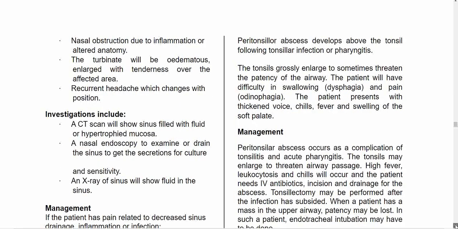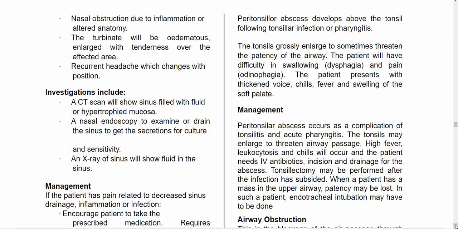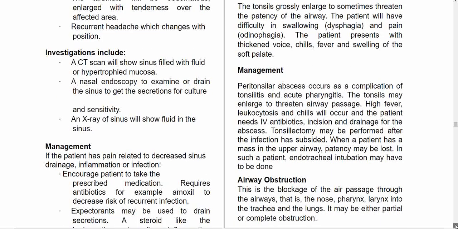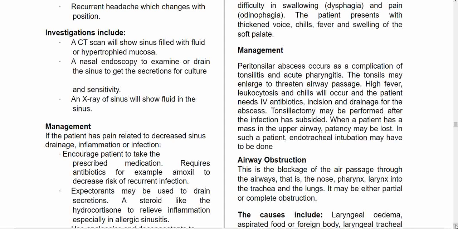For management: peritonsillar abscess occurs as a complication of tonsillitis and acute pharyngitis, and the tonsils may enlarge to threaten airway passage. High fever, leukocytosis and chills will occur, and the patient needs intravenous antibiotics, and incision and drainage for the abscess. Tonsillectomy may be performed after the infection has subsided. When the patient has a mass in the upper airway, patency may be lost. In such a patient, endotracheal intubation may have to be done as well.